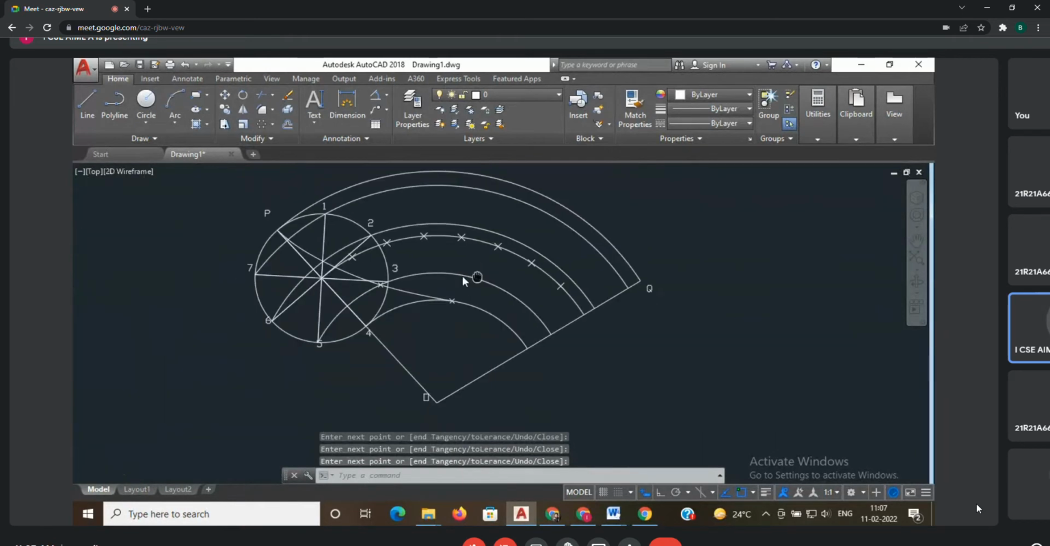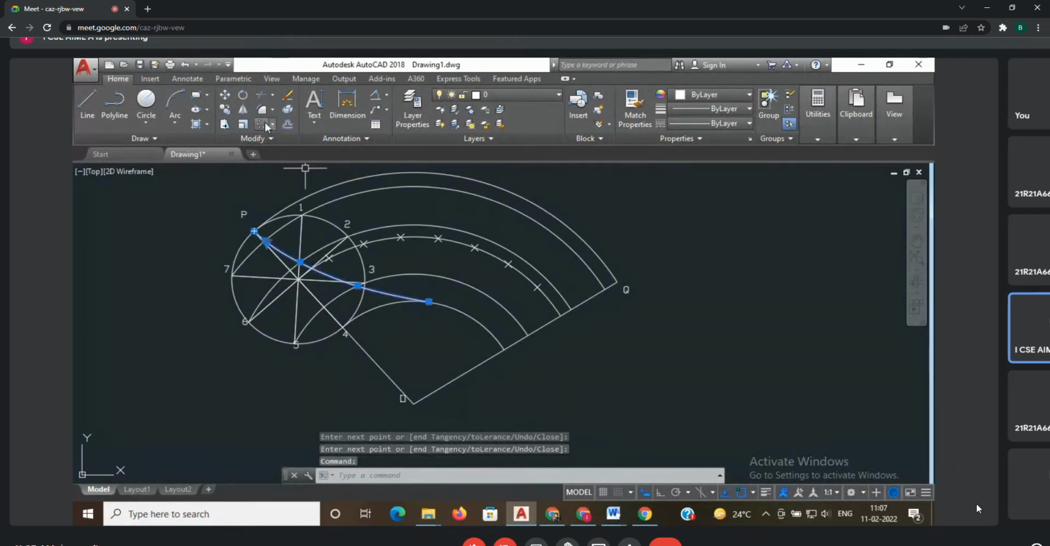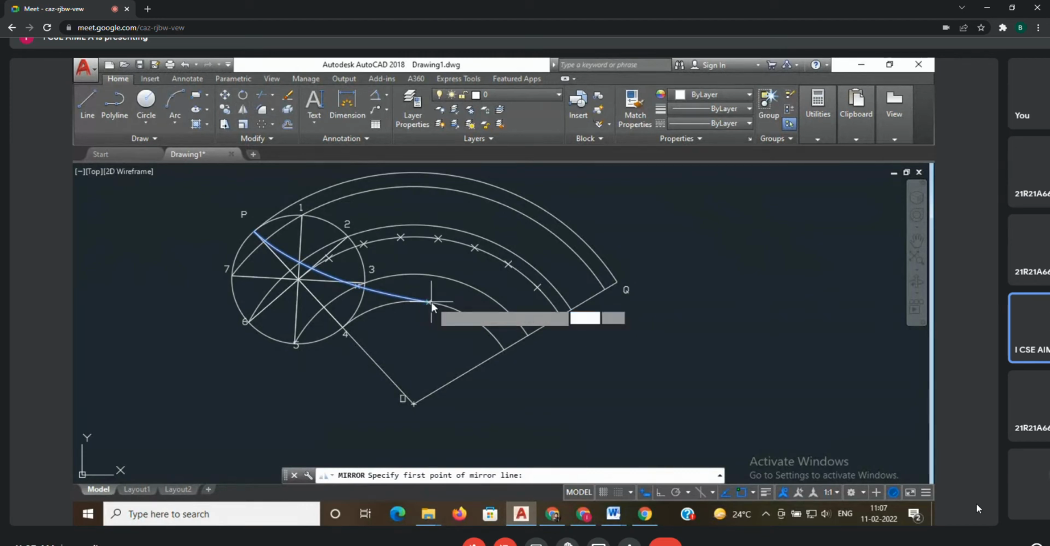Then use the mirror command. Select, and go for the mirror option. Select the base point and pick the center, the center of the directing circle. Done. Okay. Now you got the arc. This is the hypocycloid. Okay. This is your hypocycloid.